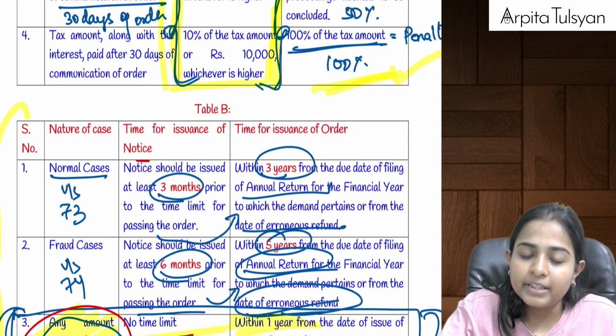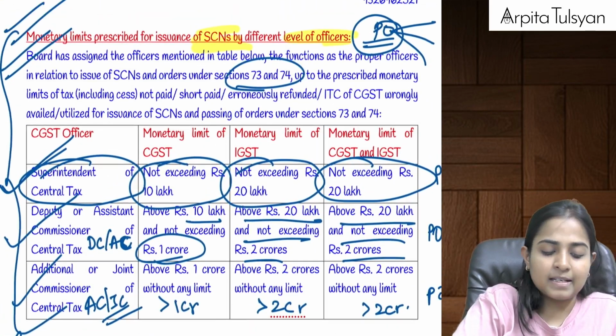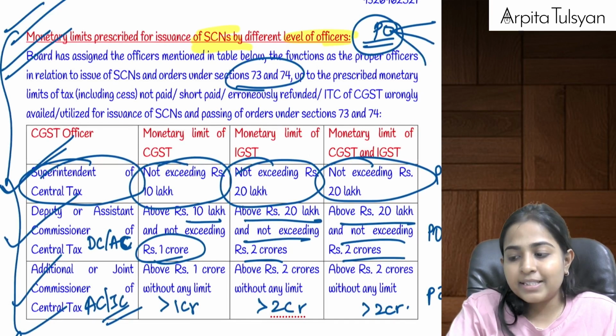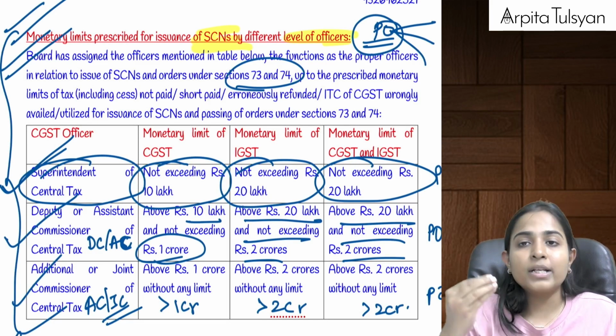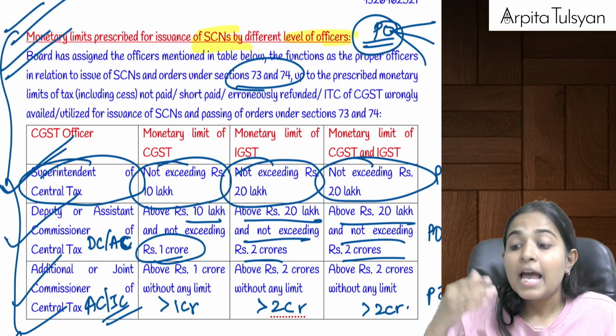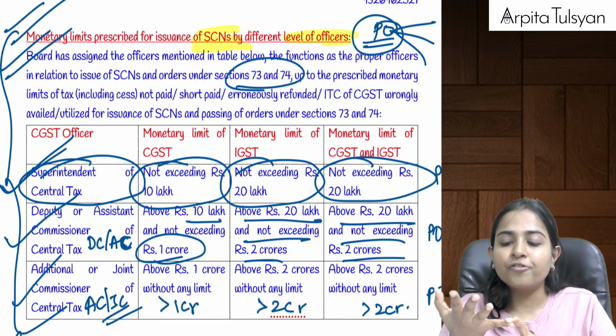Are you clear with this? Yes. Okay. Then after that, this is a self-study topic. We studied that a show cause notice is required to be issued, and the show cause notice is issued by the proper officers. Now who are the proper officers? Okay. Superintendents are the proper officers.